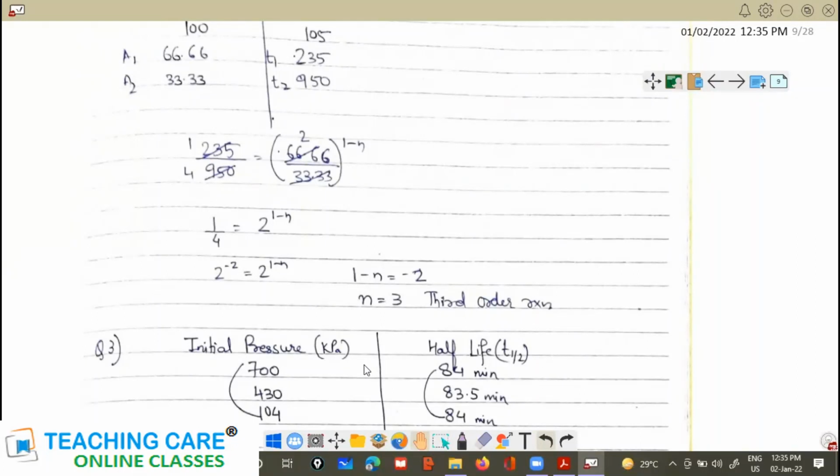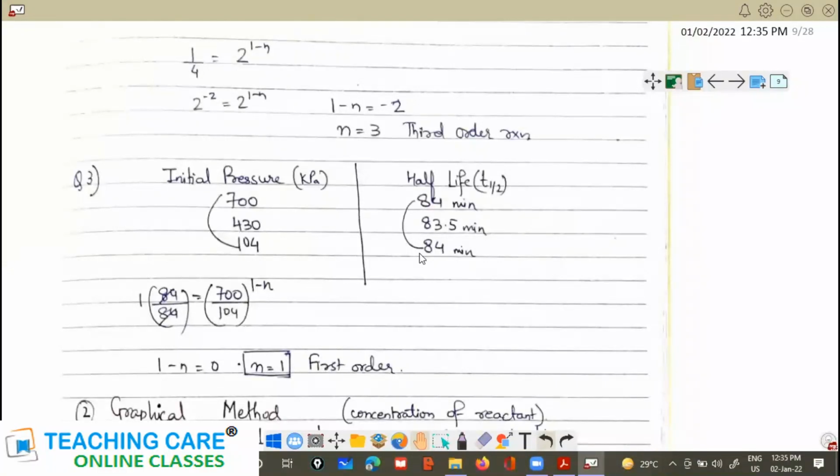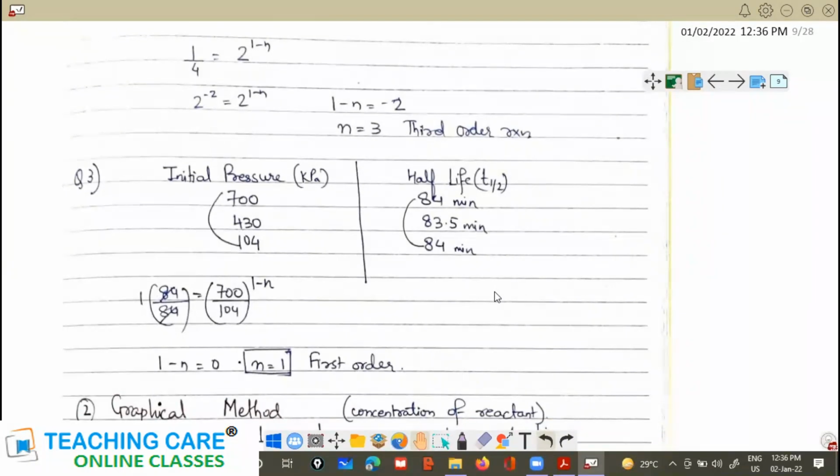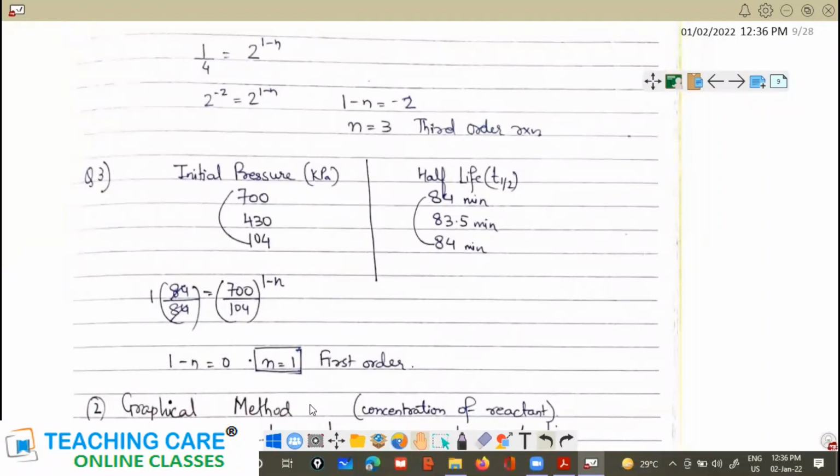I'm getting n is 1, ma'am. Actually, it could be 2 as well. n is 1, could be 1 or 2. Yes, ma'am, but we are taking 1 raised to power 0 on the left hand side, which is 1, but then 1 raised to power 1 is also 1, so it could be 1 or 2. Yeah, both ways it is correct. And your order of reaction will be 1, right?